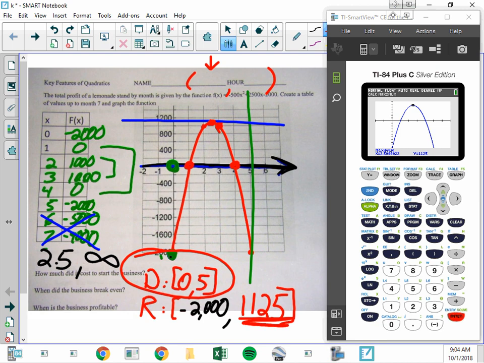Okay. What does the range mean in terms of the story? The most the company was ever worth was $1,125. I guess the most cash the company ever had was $1,125, and the least amount of cash they ever had was negative $2,000. All right.